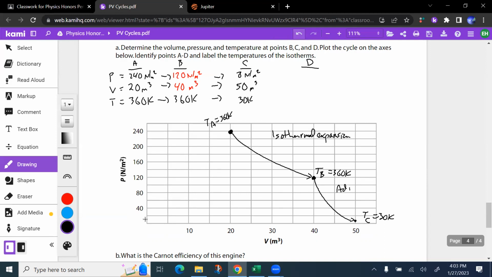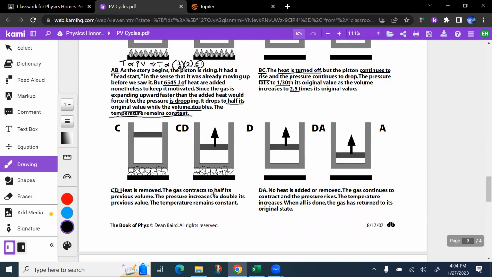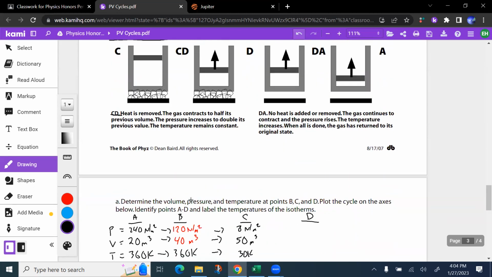This is adiabatic expansion, and no heat added. Here, heat is added. Okay, now from C to D. So from C to D, heat is now removed. The gas contracts to half its previous volume. The pressure doubles its previous value, and the temperature remains constant.